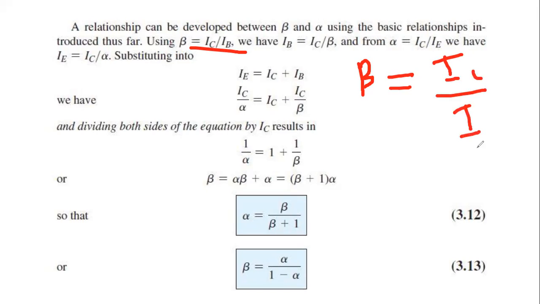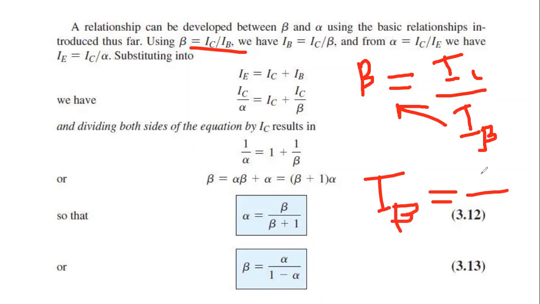So we can easily cross multiply and change the place. At that time it will be IB equals IC by beta. What we did, we just replaced this IB value from here with IC by beta. Similarly, we can replace from the alpha equation that IE equals IC by alpha.